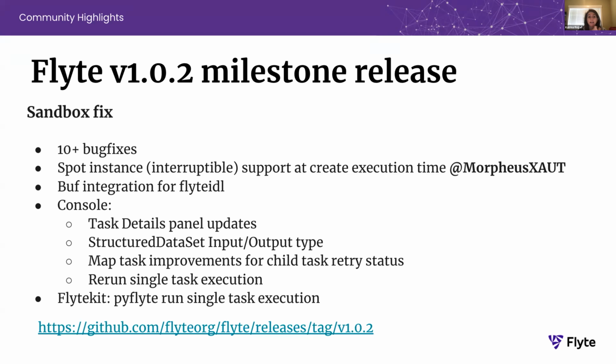So some changes on the task details panel. You can now collapse inputs and outputs and also look at different task versions. There's also support now for structured datasets as inputs and outputs. When you launch your workflows, you can render those. And then we also have improvements for retry status for individual map tasks. So hopefully that helps improve debugging there. And you can rerun a single task execution as well from the console directly.